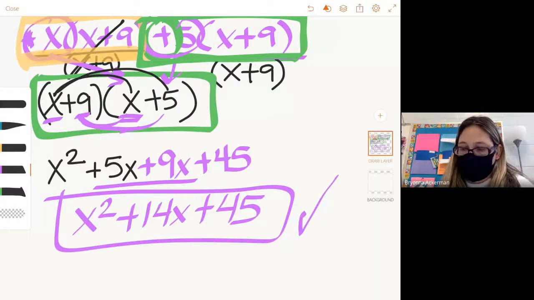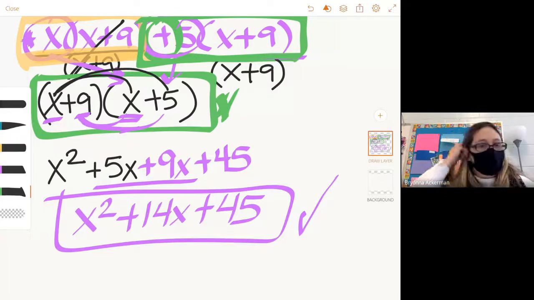All right, let's try another one. But this green box is your answer, just so you know. Okay, this green box, that would have been your answer for factoring.